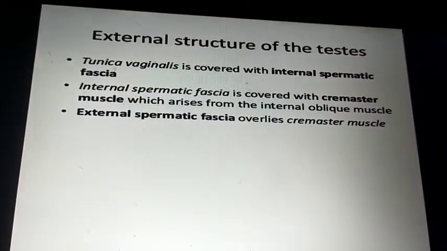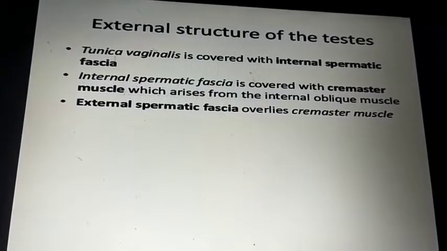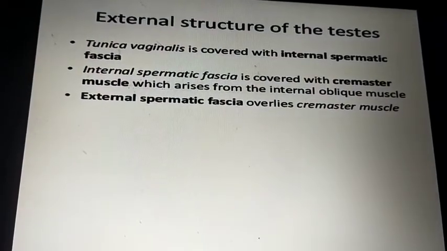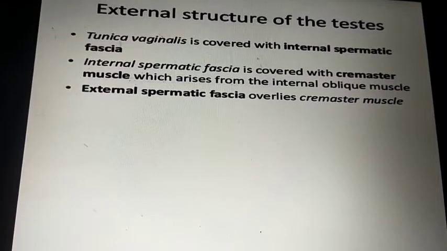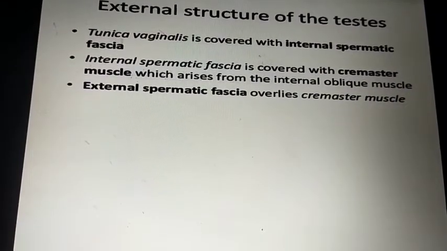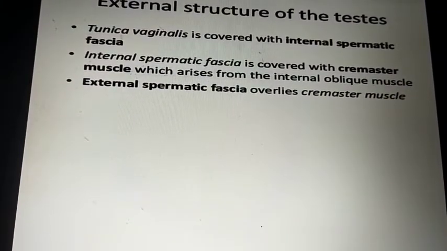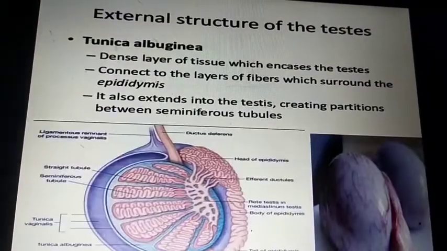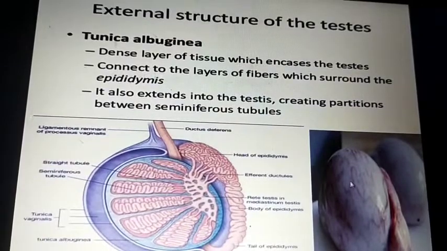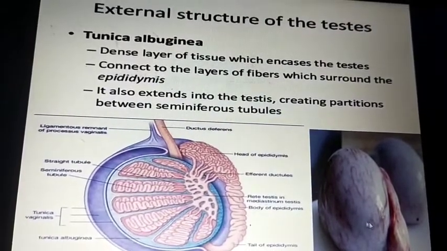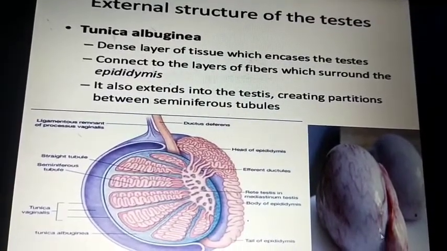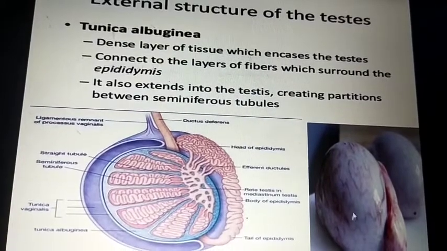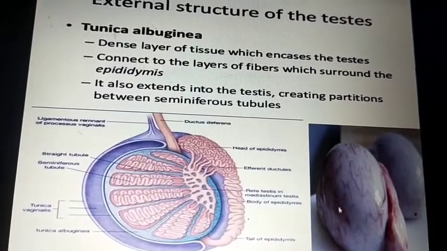The tunica vaginalis is covered with the internal spermatic fascia. That internal spermatic fascia is covered with the cremaster muscle, which arises from the internal oblique muscle. The external spermatic fascia overlies the cremaster muscle. You can see this is the tunica albuginea. This whitish color that we can see is because of the tunica albuginea.